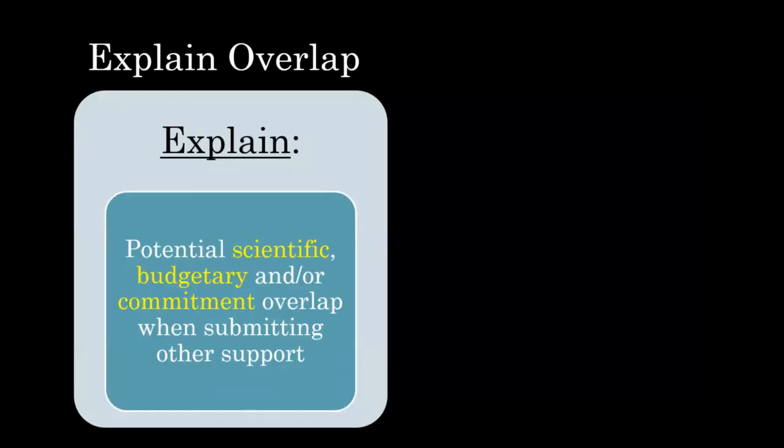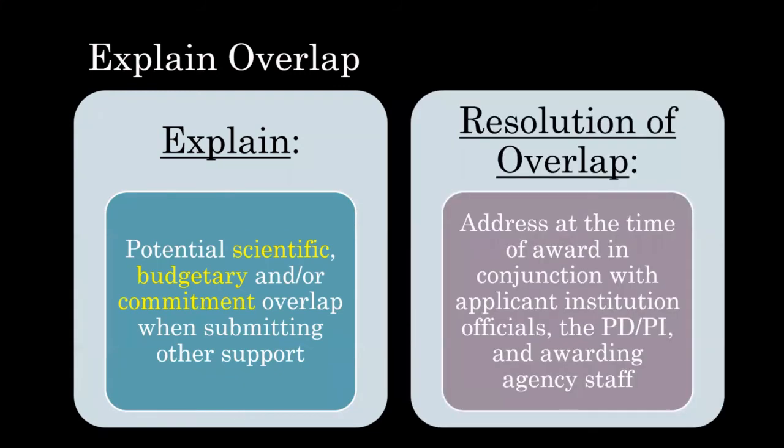And like I mentioned, we need to explain the overlap. So potential scientific, budgetary, and/or commitment overlap when submitting other support. And we need to also explain the resolution. So how are we going to solve the overlap? So address at the time of award in conjunction with the applicant institution officials, the PD/PI, and awarding agency staff. So we're going to explain the overlap and then also the resolution of the overlap.